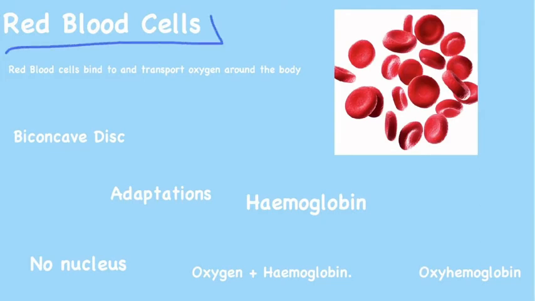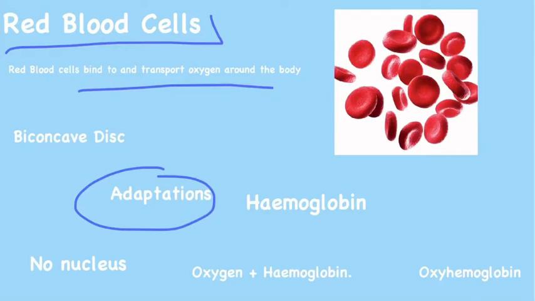Okay guys, so the second component of the blood, and probably the component that you've heard of before, is these red blood cells. The function of these red blood cells is to bind to and transport oxygen around the body, and to do this very efficiently, they have a couple of adaptations which we're going to mention.